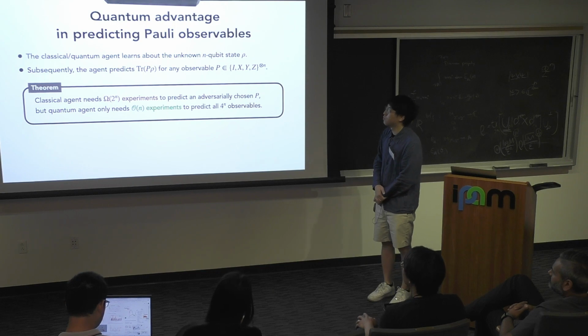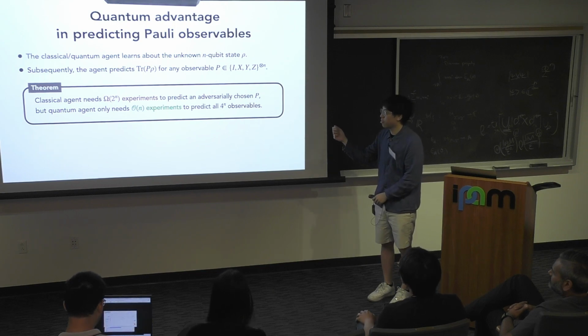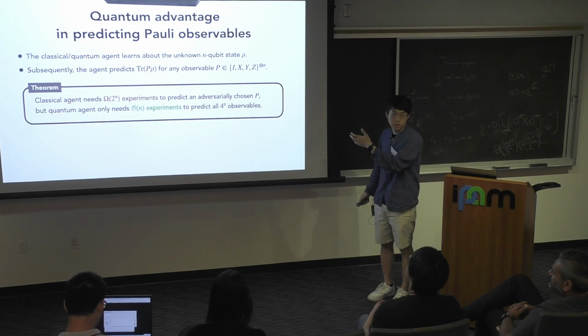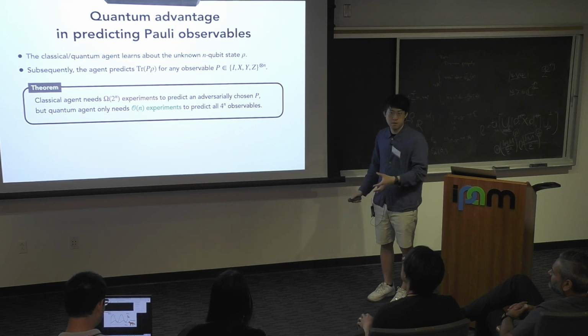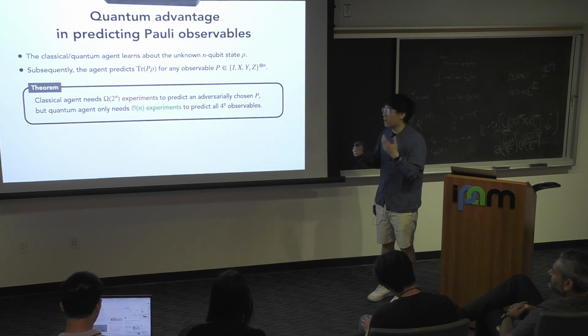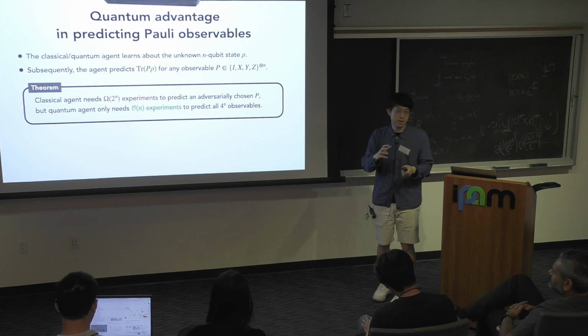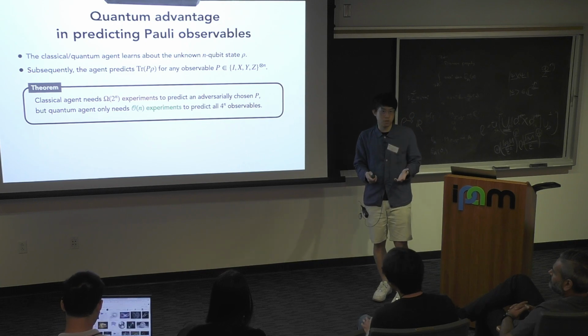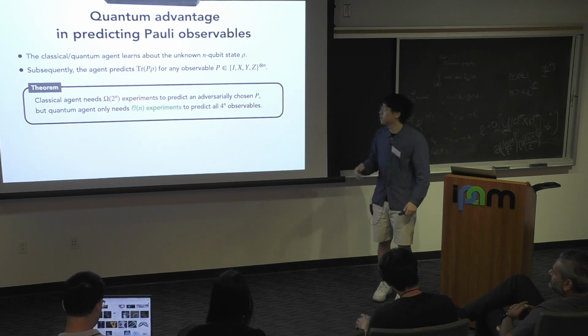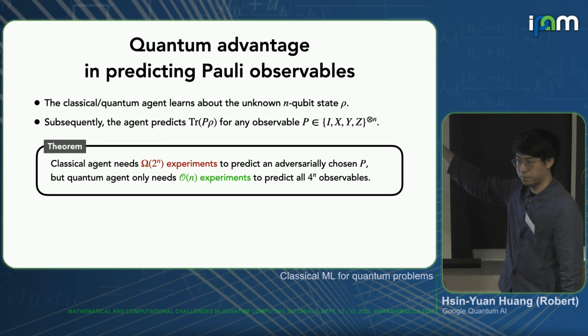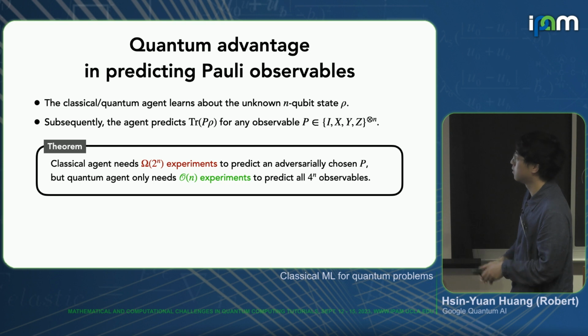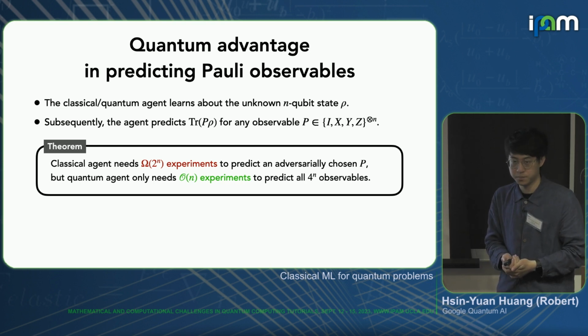one of the results that was proven focused on the task of predicting Pauli observables. In this setting, the classical or quantum agent goes through these processes to learn about this state rho. And after learning, someone comes by and starts asking these agents questions. The questions are always of the form: here's a Pauli observable, which is just a tensor product of the Pauli matrices I, X, Y, Z. Please predict the expectation value of this Pauli observable.